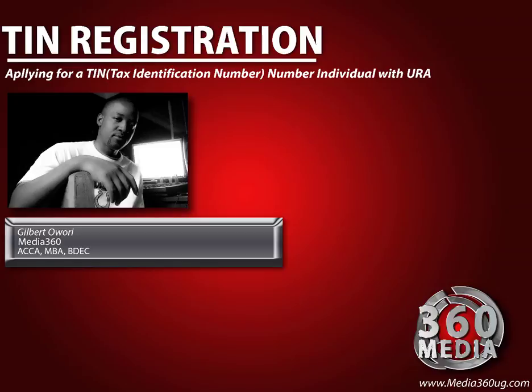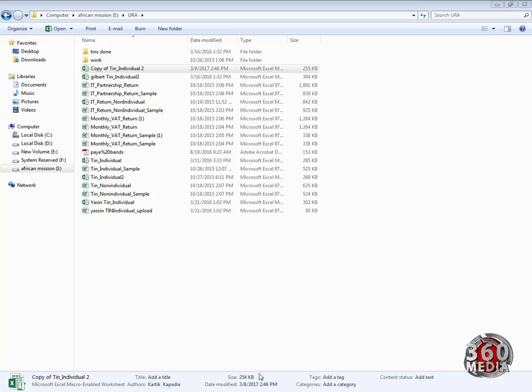In this video, I'm going to show you how to apply for a TIN number, a tax identification number, with URA, Uganda Revenue Authority. What is a TIN number? A TIN number is a tax identification number. This is a unique number issued to any person registered as a taxpayer for purposes of identification.